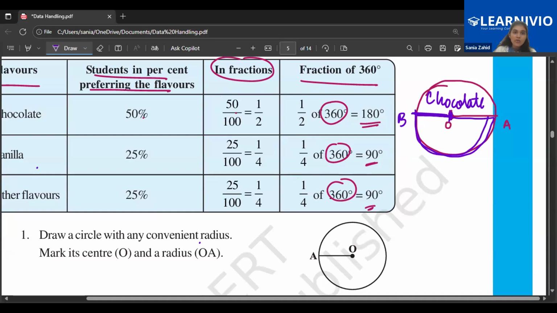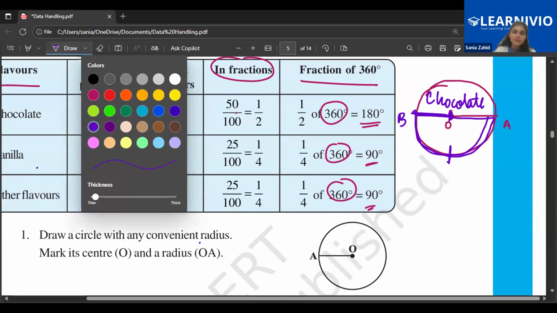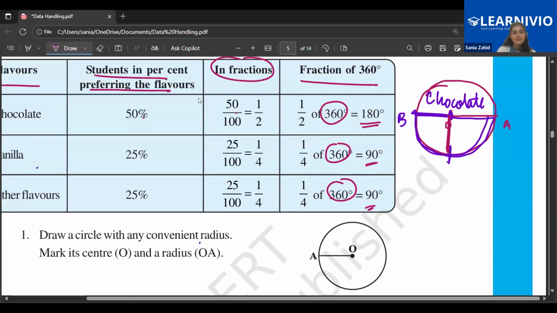Now count from B and count up till 90 degrees. And 90 degrees you will get somewhat over here. And now join these lines. Just join these lines. And children, this is for vanilla now. And now the remaining part becomes for the other flavor. That's for the other flavor, right? Yes, ma'am. Understood this one, children? Yes, ma'am.